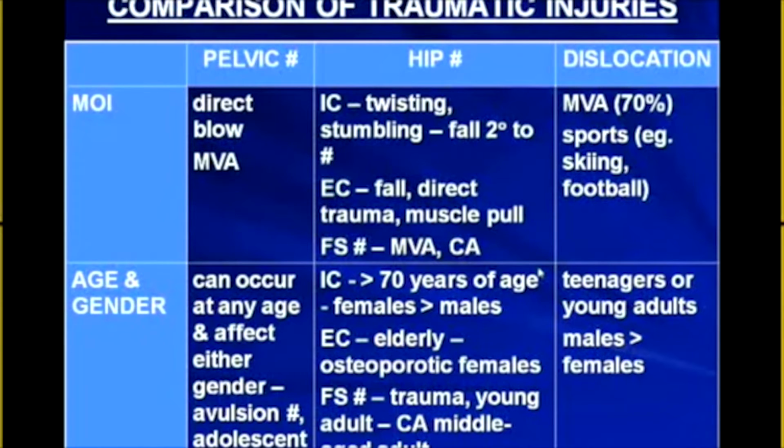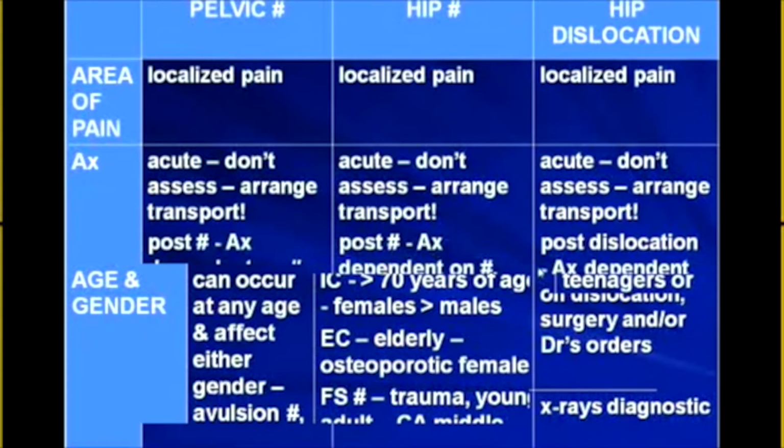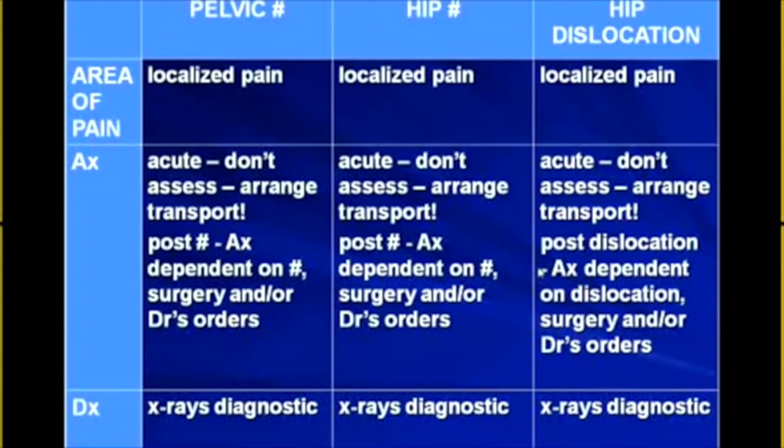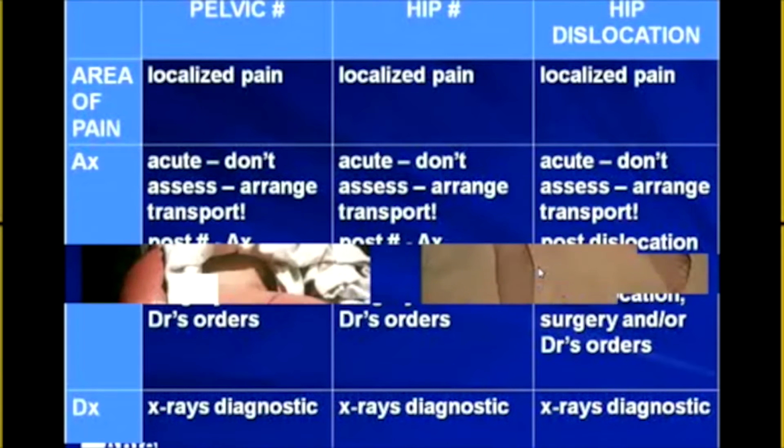Dislocations are definitely teenagers and young adults involved in the high-speed sports. In all cases, the pain is going to be very localized to the fracture or to the soft tissue area of disruption. In the case of assessment, there is no assessment. If you suspect your patient has a pelvic fracture or a hip fracture or a hip dislocation, there is no assessment. It's immediate transport to emergency room, and again, you're maybe following them post-surgery or post rest and recovery, but there is no assessment. So in all cases, the x-rays will be diagnostic.